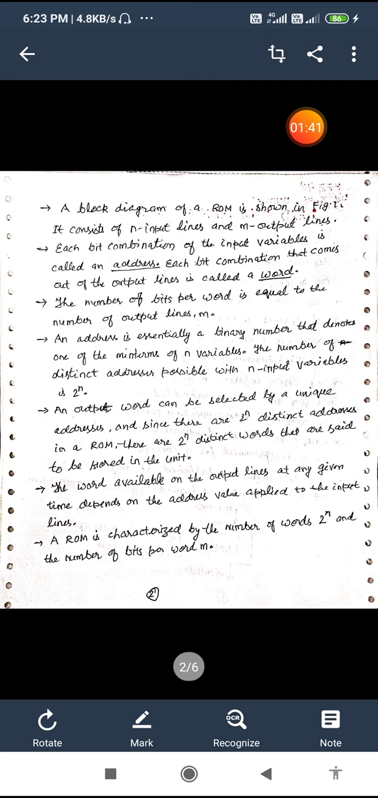An address is essentially a binary number that denotes one of the minterms of n variables. The number of distinct addresses possible with n input variables is 2 to the power of n. An output word can be selected by a unique address, and since there are 2 to the power of n distinct addresses in a ROM, there are 2 to the power of n distinct words stored in the unit. The word available on the output lines at any given time depends on the address value applied to the input lines. ROM is characterized by the number of words, 2 to the power of n, and the number of bits per word, m.